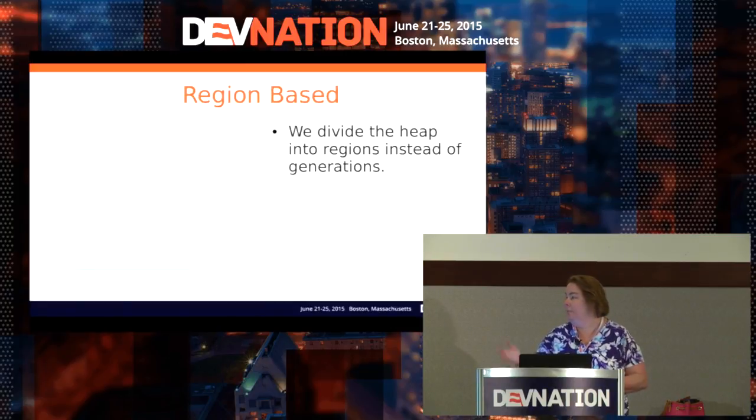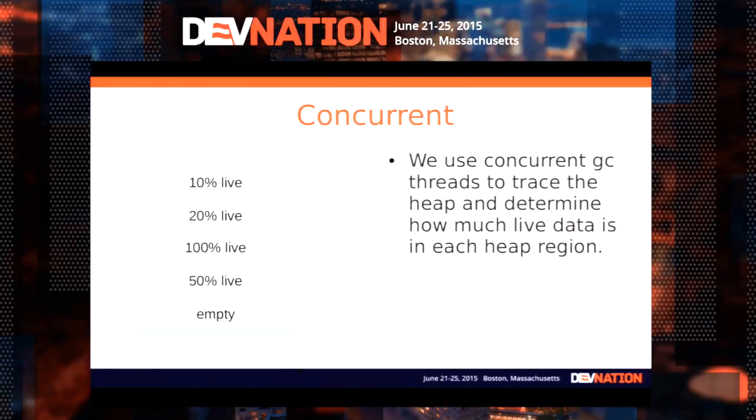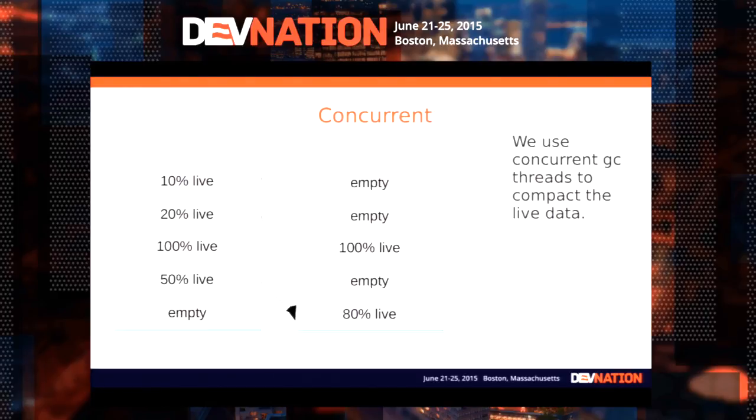So, like I said, we divide our heap into regions that are independently collected. We're concurrent. We use a concurrent GC thread to mark the live objects. So here you can see with our 5 heap regions, we have 3 of them that have less than 50% live, and we have an empty one. That's all determined while your program is running. And we do the compaction while the program is running. So we can take those 3 partially full regions and compact them while the Java threads are running.